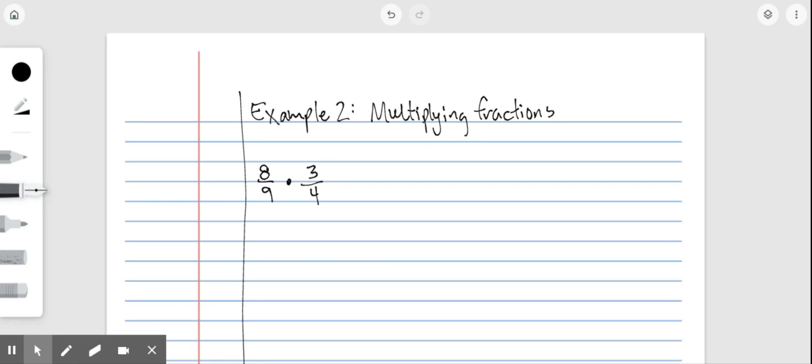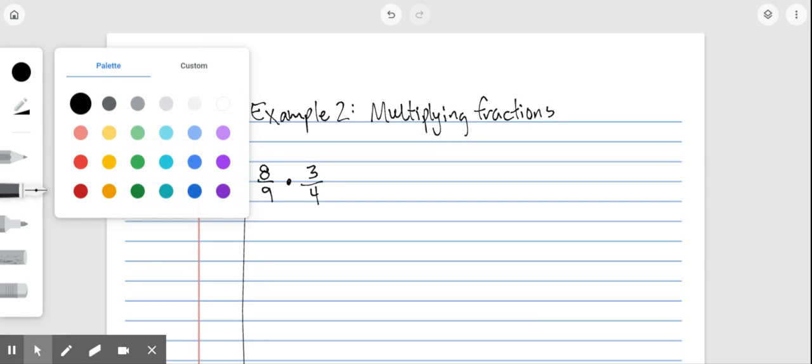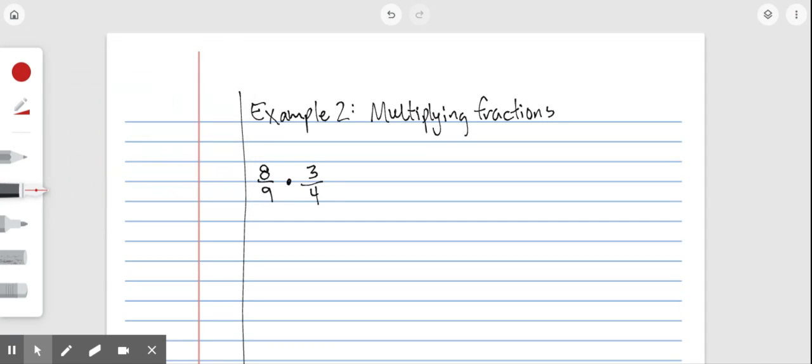Okay, now this one's a little harder to think about because I don't know exactly what 8/9 looks like. And I can imagine 3/4, but how do I break quarters into ninths? It's not as easy as breaking them into halves, like it was on the last one. So I'm going to use the standard algorithm. Over here on the left, I want to write the algorithm.